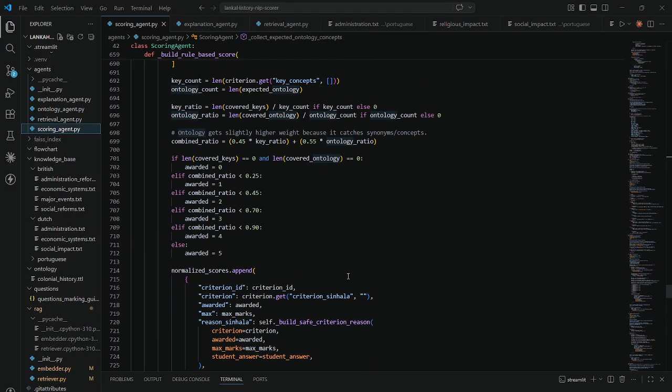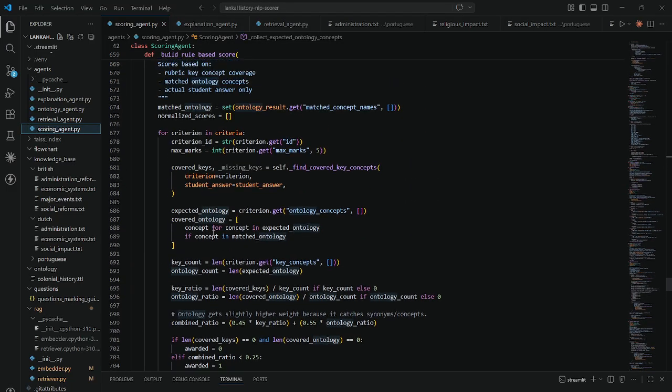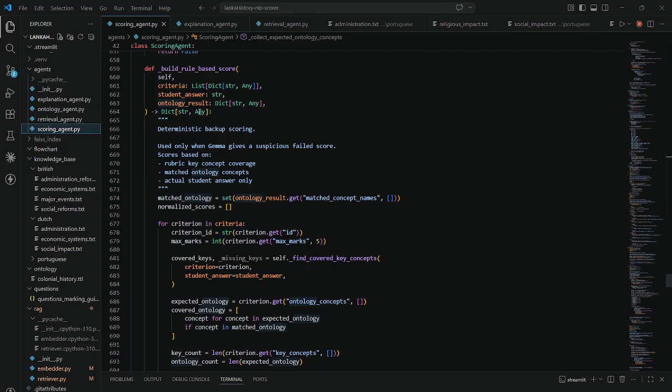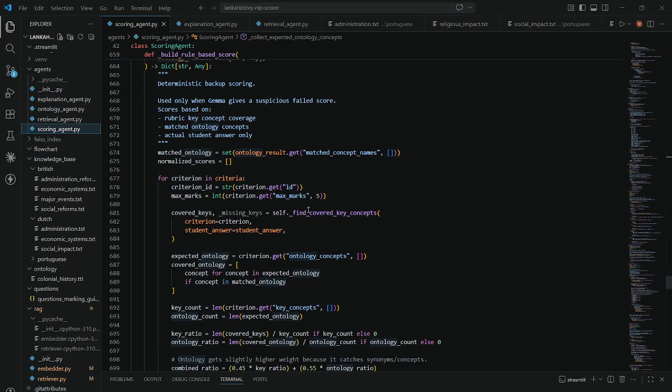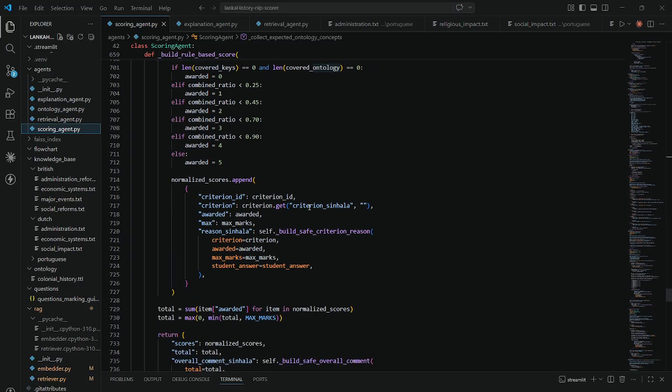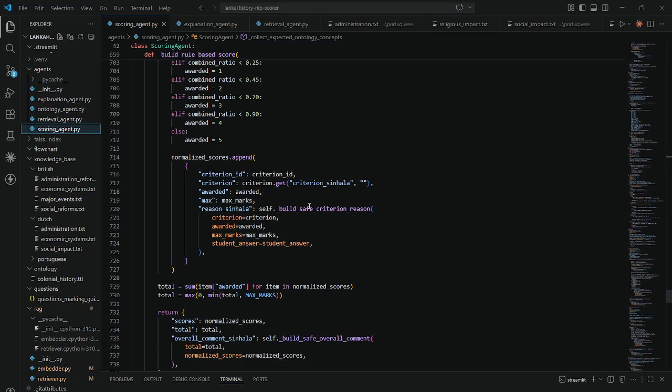To improve reliability, a rule based consistency check validates and merges the scoring output. The explanation agent then prepares the final score, criterion breakdown and Sinhala explanation for the UI. So let's move on to Ollama client.py.